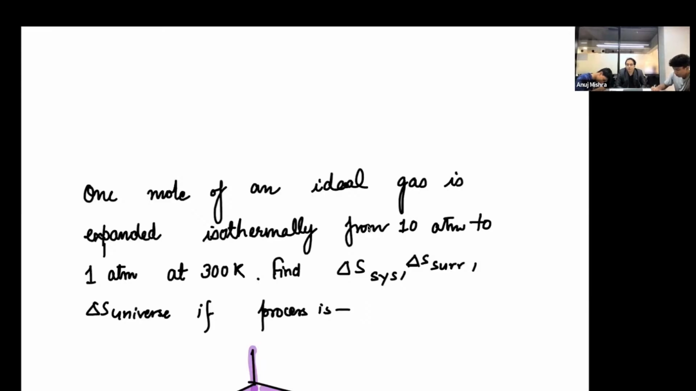कितना आ रहा है? Give your answer in terms of what? R ln 10. Good. This is what delta S. So right, delta S system is R ln 10. The surrounding is minus R ln 10, because the total for the universe is 0 for the reversible case.